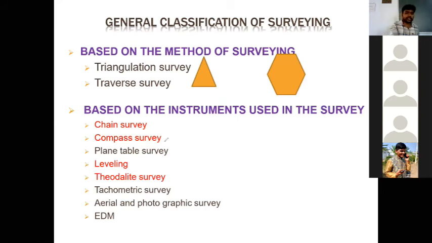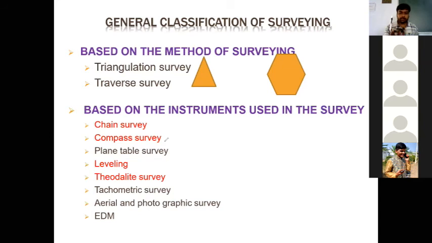So, compass survey. Here you can see the compass, which has the direction showing north, east, south, west. These are the four directions. With reference to this north and south pole, we are locating our point with the help of this compass.